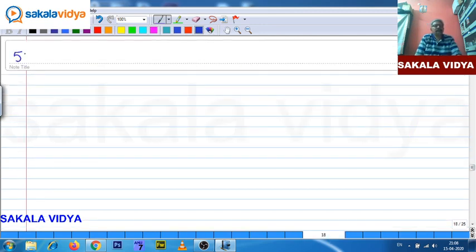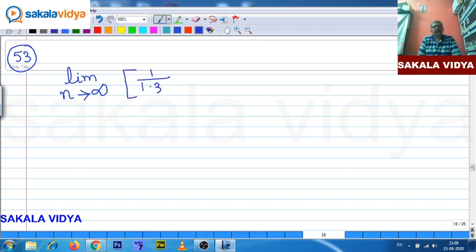53. So, let us move to the next question. Limit n tends to infinity, 1 by 1 into 3 plus 1 by 3 into 5 plus so on, plus 1 by 2n minus 1 into 2n plus 1.